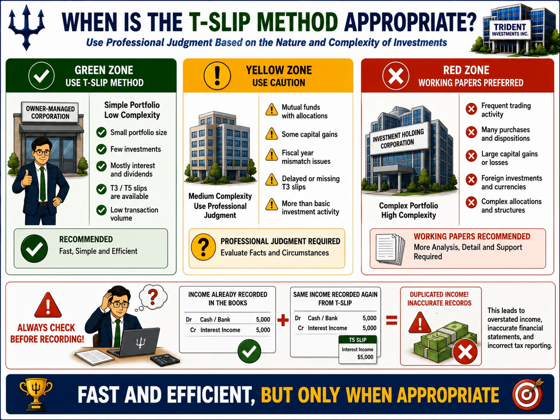Let's start with the green zone on the left side of the slide. This is where the T-slip method works best. Imagine a small owner-managed corporation with a relatively simple investment portfolio. Perhaps the company owns a few GICs, some dividend-paying investments, and receives only a handful of T3 and T5 slips each year. The transaction volume is low, the investment activity is straightforward, and the tax slips provide most of the information needed. In situations like these, the T-slip method is often the ideal solution. It is practical, efficient, and cost-effective.